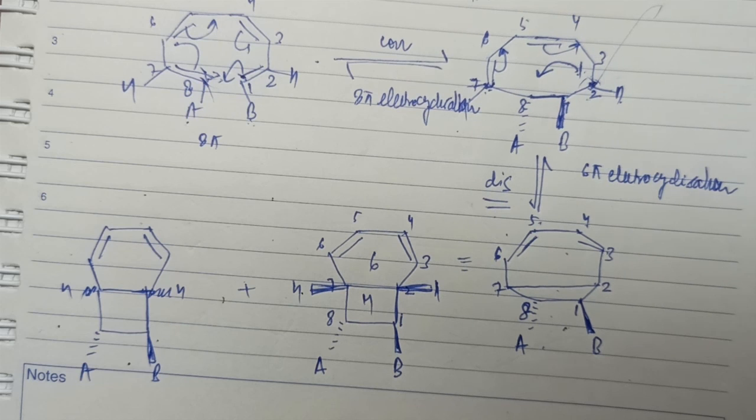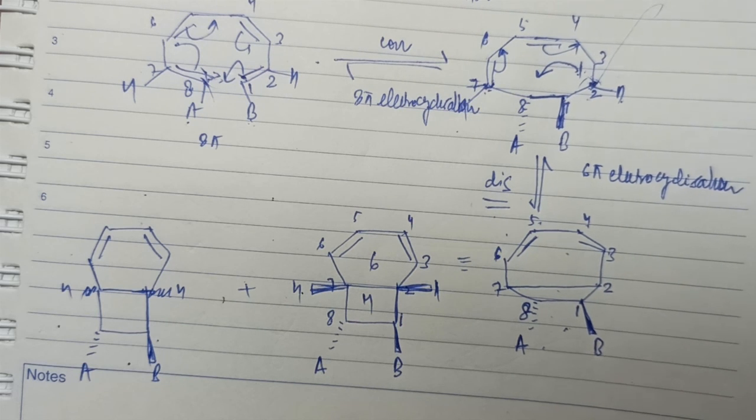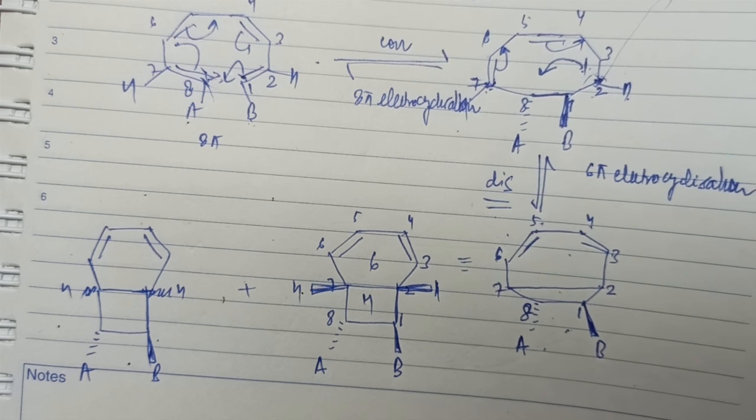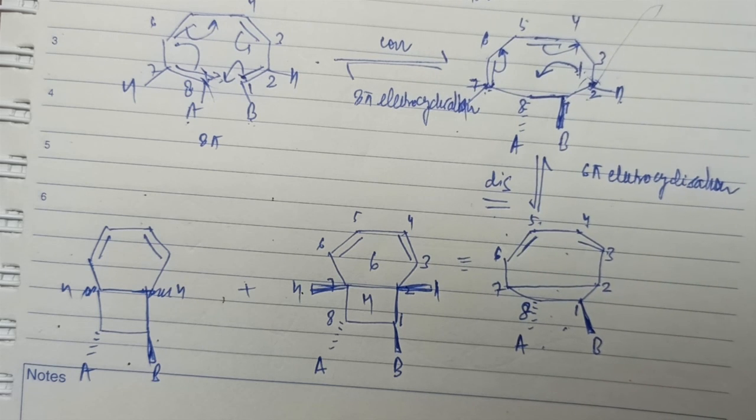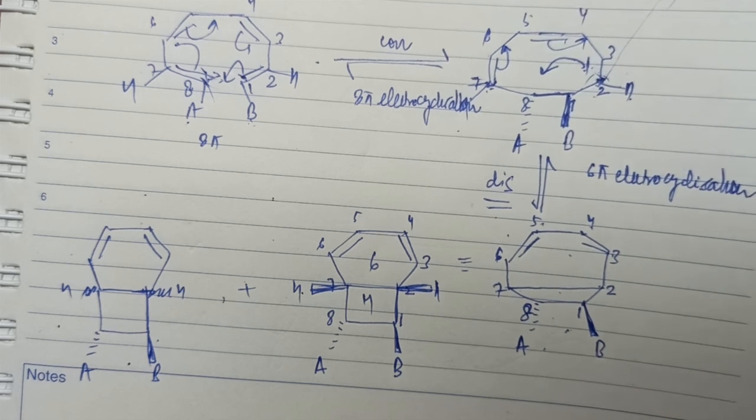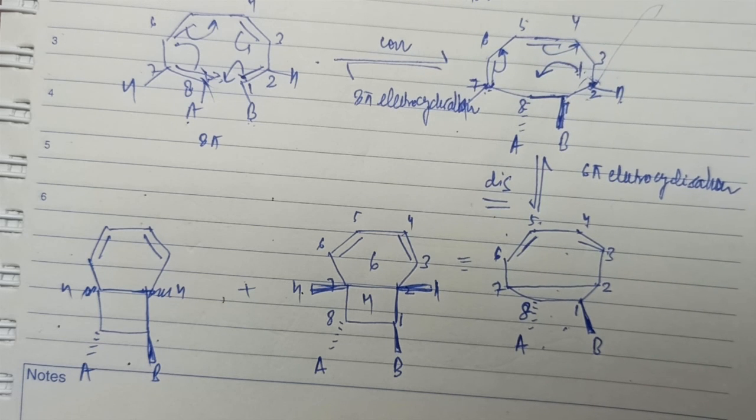Now, disrotatory and conrotatory closures will bring about different products depending upon the stereochemistry, depending upon the substituents in the reactant. It can be either cis geometry or trans geometry, depending again upon the position of the substituents in the polyene system. So with this, we are ending electrocyclic reactions. In the next lecture, we'll be talking about sigmatropic reactions, the third category of pericyclic reactions.